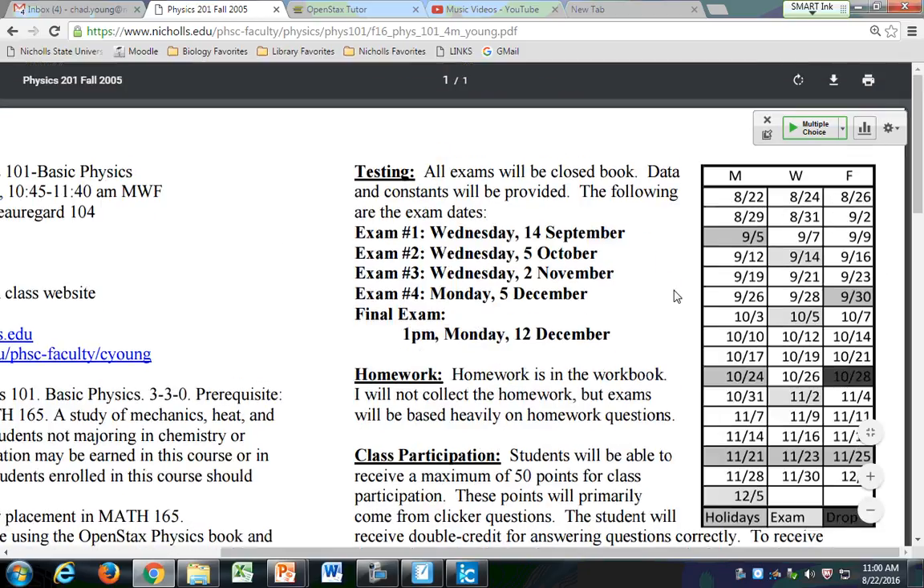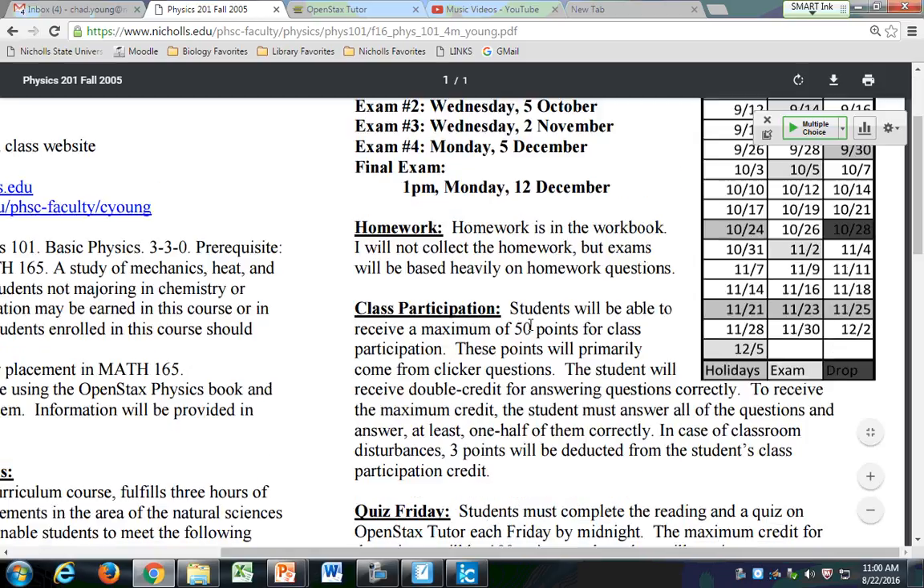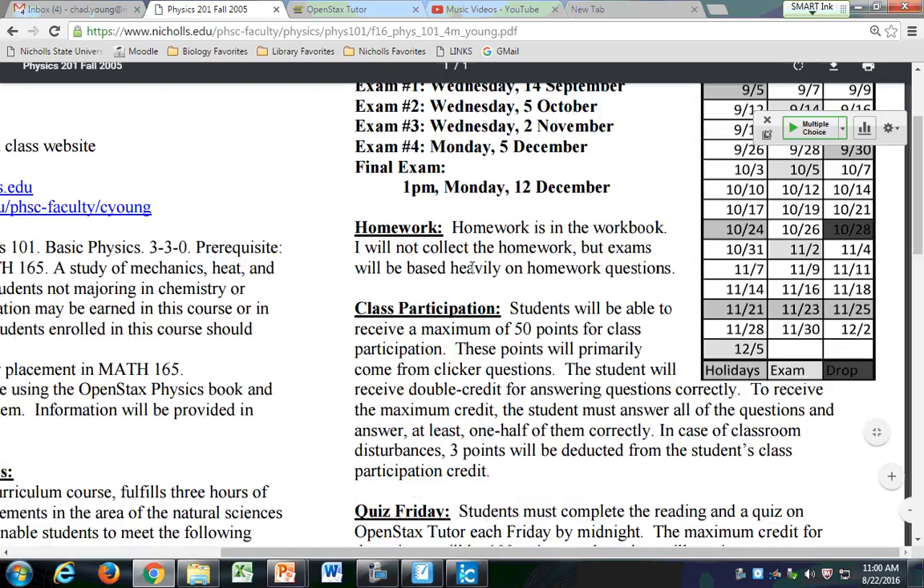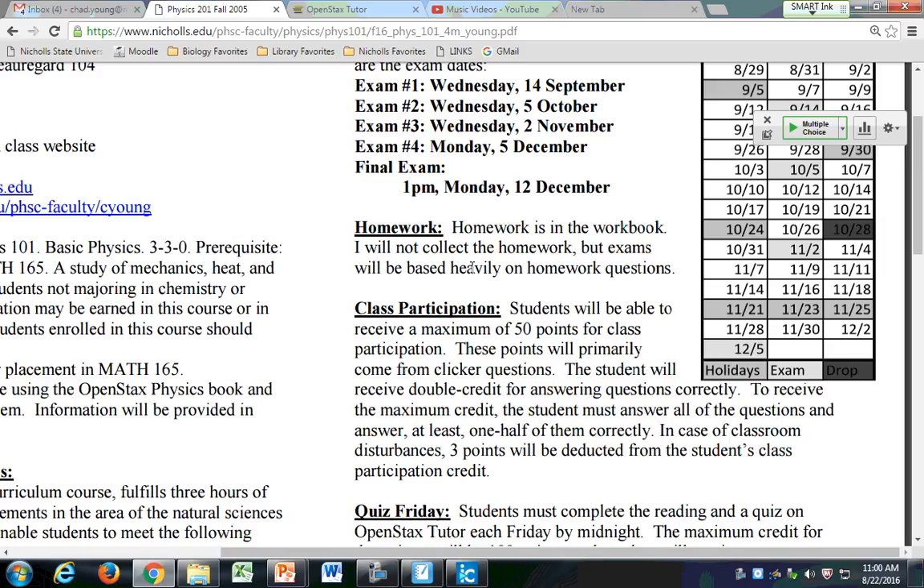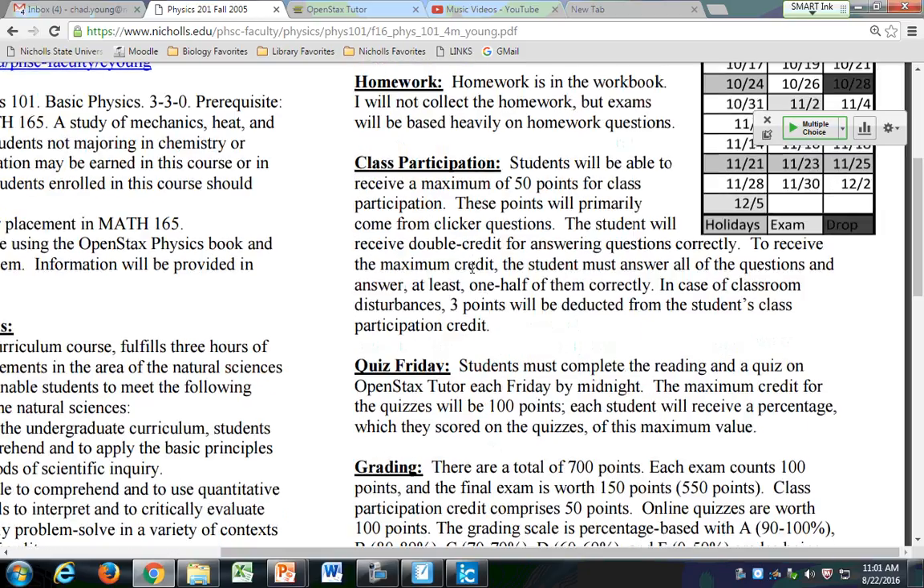Oh, here's our calendar on your syllabus. It shows the exam dates, the holidays, and the drop date. This is our drop date, October 28th. We'll have 3 exams by then. So you'll pretty much know what your grade is by that point and whether or not it's possible for you to pass the class.